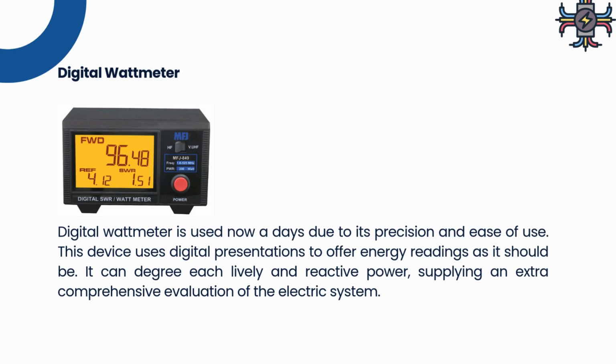The next wattmeter that will be discussed is the digital wattmeter, a picture of which is shown in this screen. Now, digital wattmeter is used in present day due to its precision and ease of use. This device uses digital displays to offer power readings accurately. It can measure both active and reactive power, supplying a more comprehensive evaluation of the electrical system.